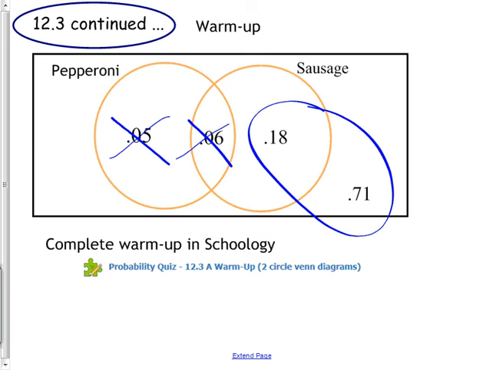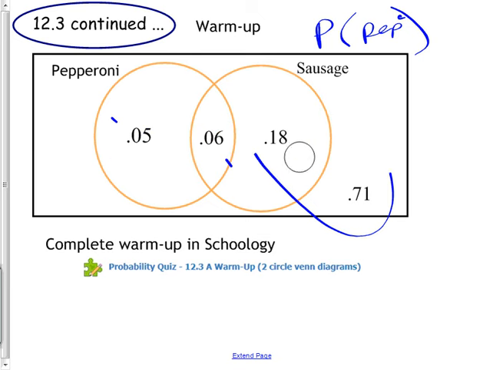It's called the complement of pepperoni. That's the math term for it. So it's the probability of pepperoni with a little c. See the little c up there? It's called the complement of. It just means not pepperoni, or not whatever you were talking about. So if I say the complement of sausage, the complement of sausage means not sausage, the other two. Make sense? That's what complement means. A little c raised up.